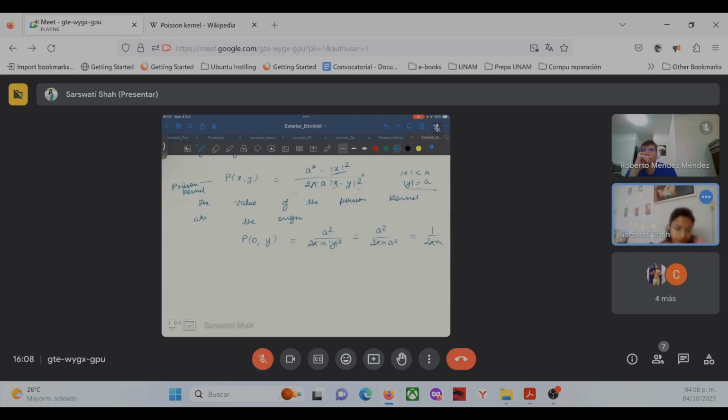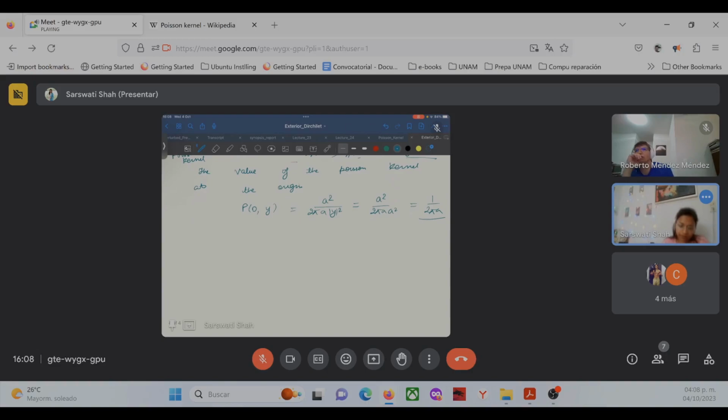And you can see that this is the average of the boundary value, because the circumference of a circle is 2 pi r. So furthermore, if u is harmonic in the exterior of a disk, continuous up to the boundary and bounded, then it is given by integration of the boundary value with respect to the Poisson kernel, and then we have the limit. This is for the exterior Dirichlet problem.